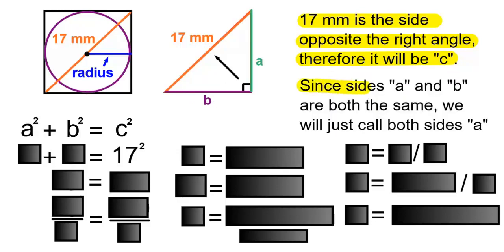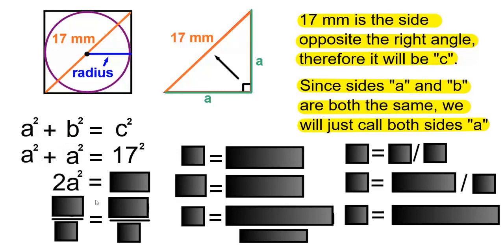Since sides A and B are both the same, because both of these sides came from a square, we will just call both sides A. So a squared plus a squared is equal to 17 squared. A squared plus a squared is 2a squared, and that's going to equal 289.